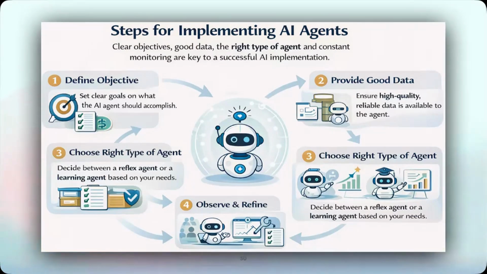AI agents can operate independently, but there will always be situations where human judgment is necessary, especially for complex and sensitive scenarios. So overall, implementing an AI agent is not just about building the technology. It's about defining clear goals and providing the right data, choosing the right type of agent, refining based on user interaction, and continuously monitoring the performance.